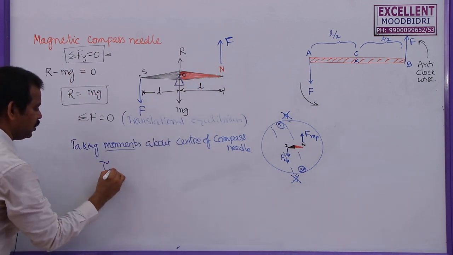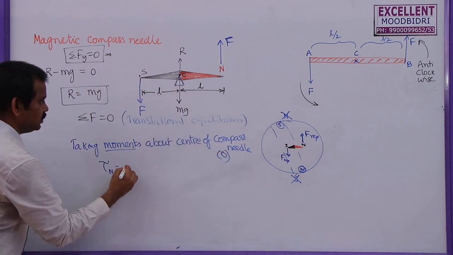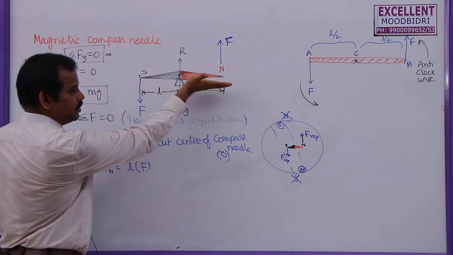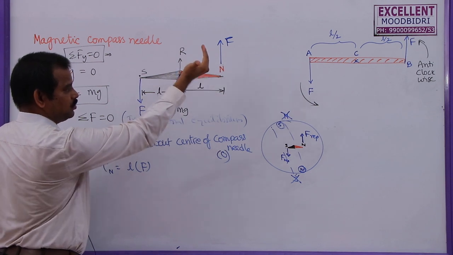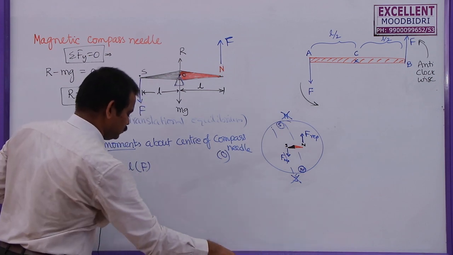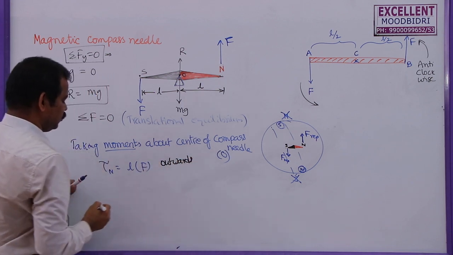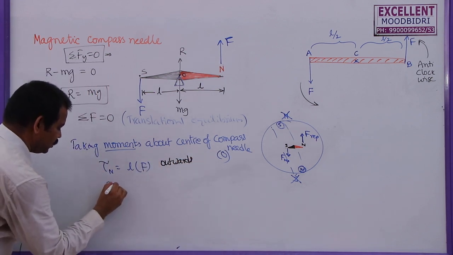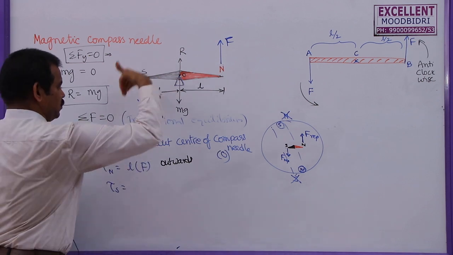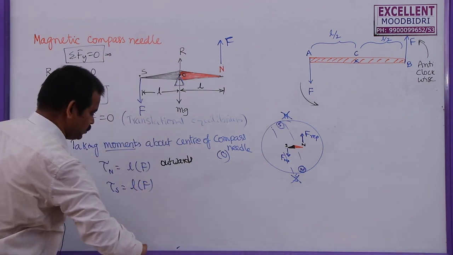So tau on the north pole, about center O, will be L into F. But what is the direction? This is the direction of the distance, this is the force, and this is outwards. So this will be outwards, an outward torque. Similarly, what is the torque on the south pole here? This length is L, the force is downwards, and this is also outwards, L into F. So this will also be outwards.